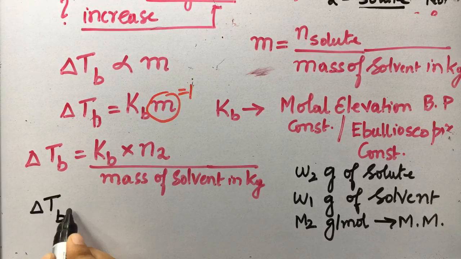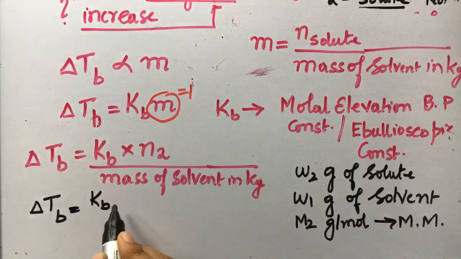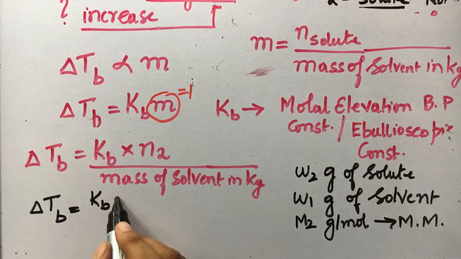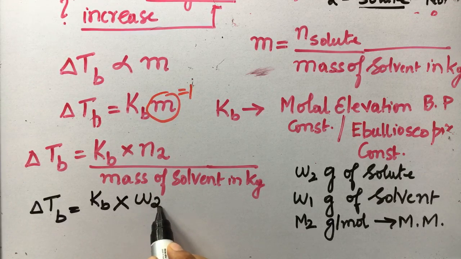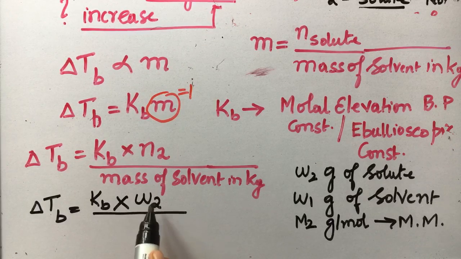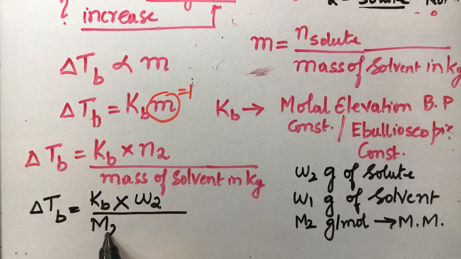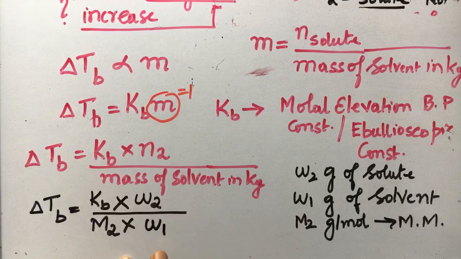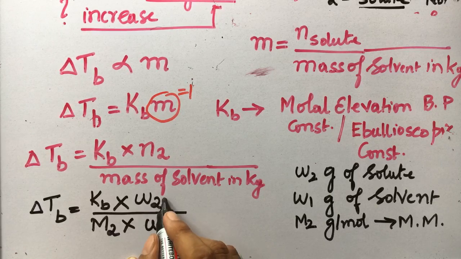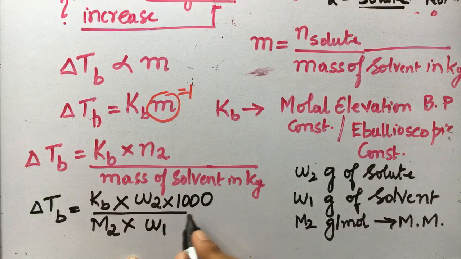Delta Tb should be equal to Kb. Kb is the molal elevation boiling point constant, multiplied by n2. n2 is nothing but the mass of the solute dissolved, that is W2 grams, divided by the molar mass of the solute, that is M2, multiplied by, in the denominator, the mass of the solvent in kg. We know that W1 grams of the solvent was used to dissolve W2 grams of solute, but this is in grams. To convert into kg, you have to divide by 1000. That 1000 goes to the numerator.